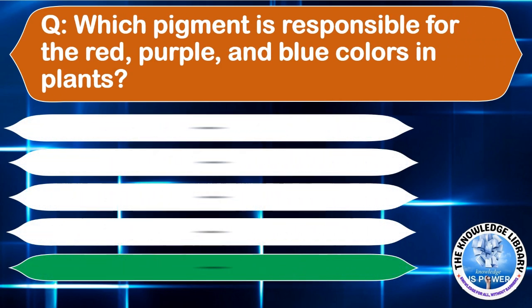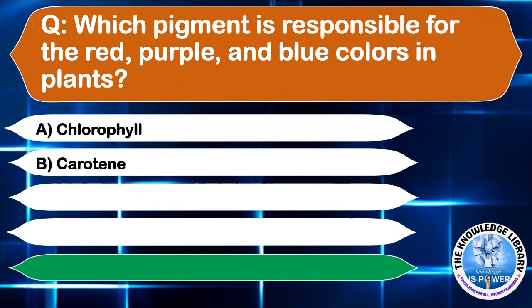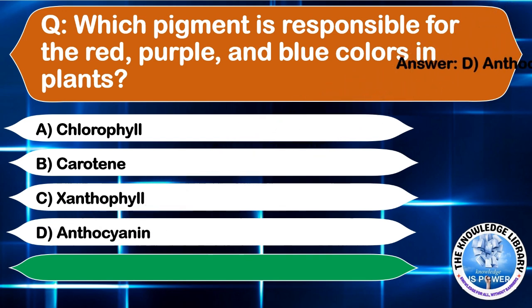Which pigment is responsible for the red, purple and blue colors in plants? Option A, chlorophyll. Option B, carotene. Option C, xanthophyll. Or option D, anthocyanin. The correct answer is option D, anthocyanin. Moving to the next question.